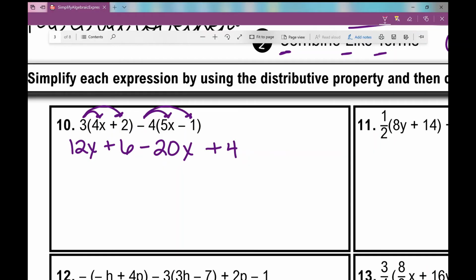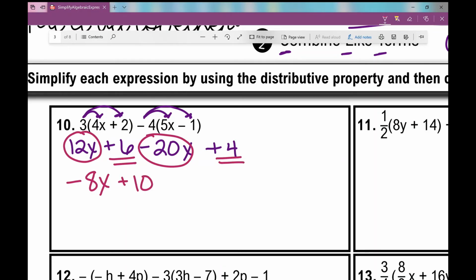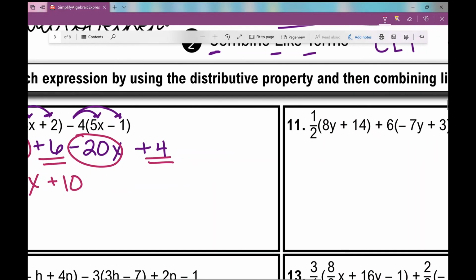How do I do that? Well, I need to identify like terms. 12x is a like term with negative 20x. When I combine them, I'm going to use my addition and subtraction integer rules. So 12 and negative 20, different sign subtract, take the sign of the larger number. 20 minus 12 is 8. The larger number is negative, so negative 8. Last name stays the same. Then 6 is a like term with 4. What's 6 plus 4? It's 10, and that's my answer. Let's move on to number 11.